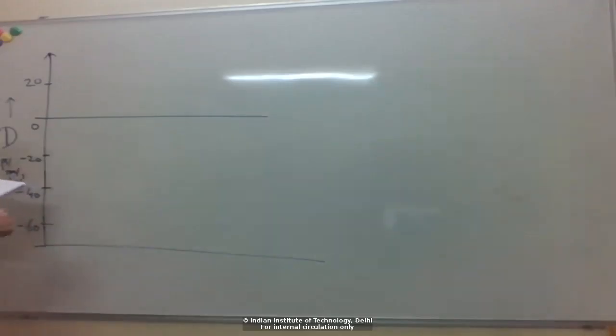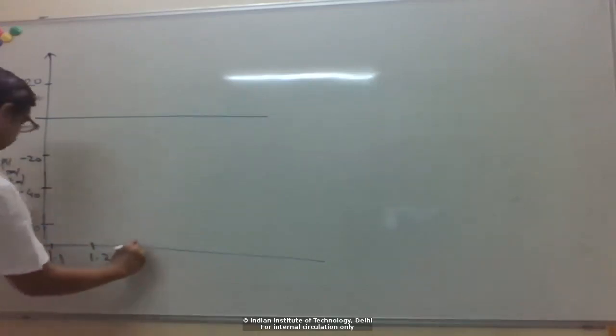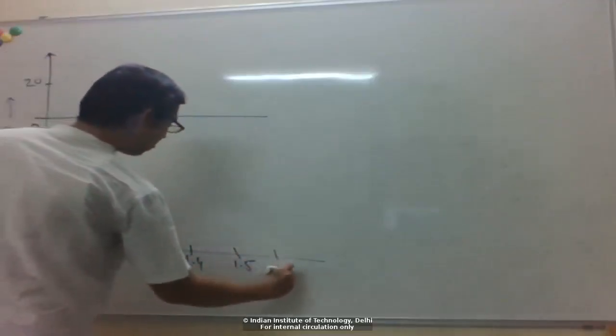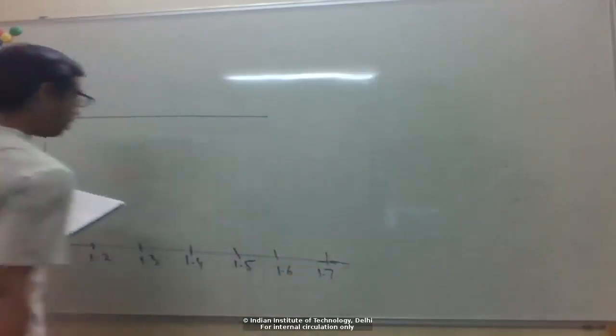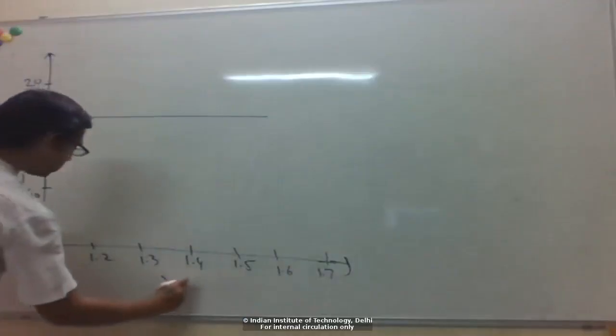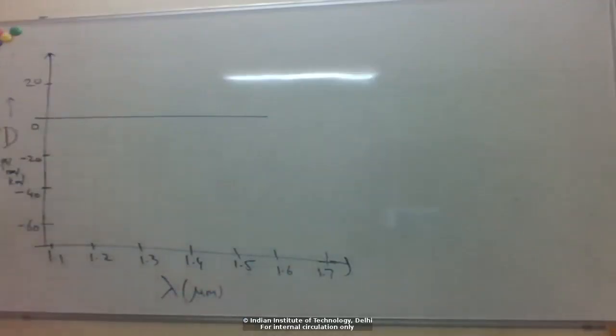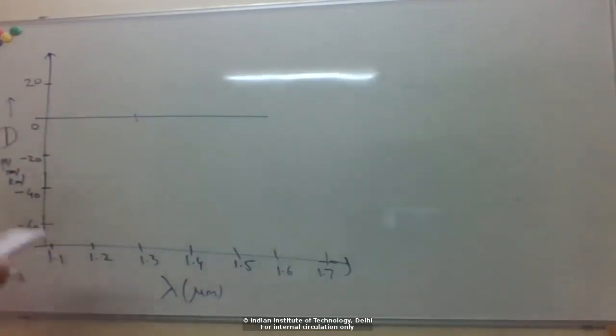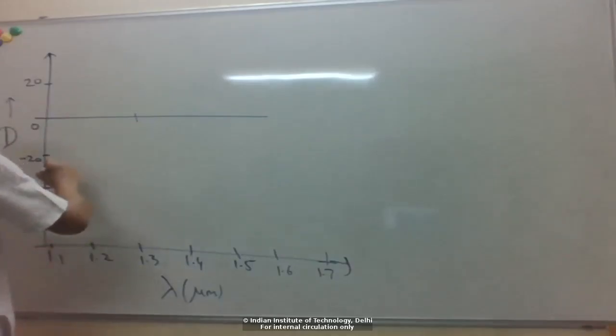So let's mark the x-axis, wavelength. Okay, so again, for the conventional, standard single mode fiber, the zero dispersion wavelength occurs around 1310 to 1330 nanometers, somewhere there. So that looks like this.